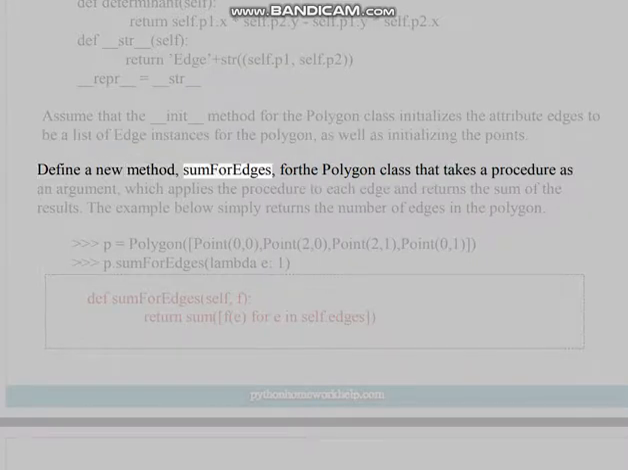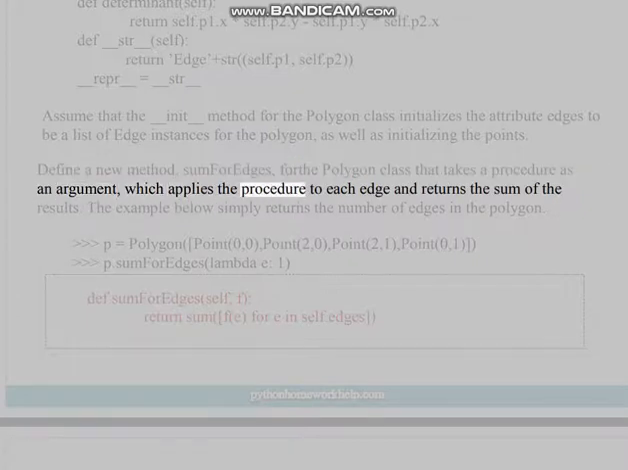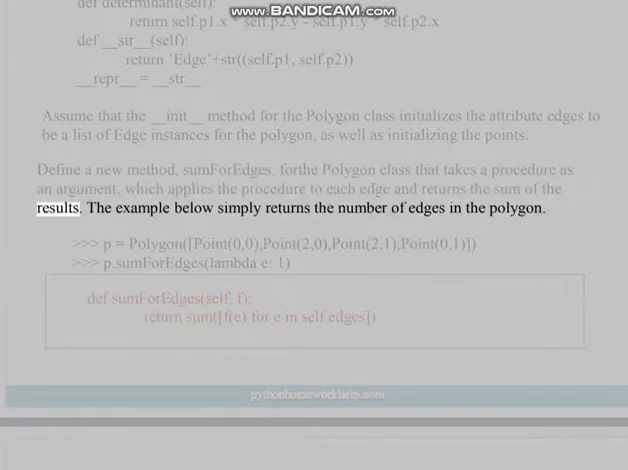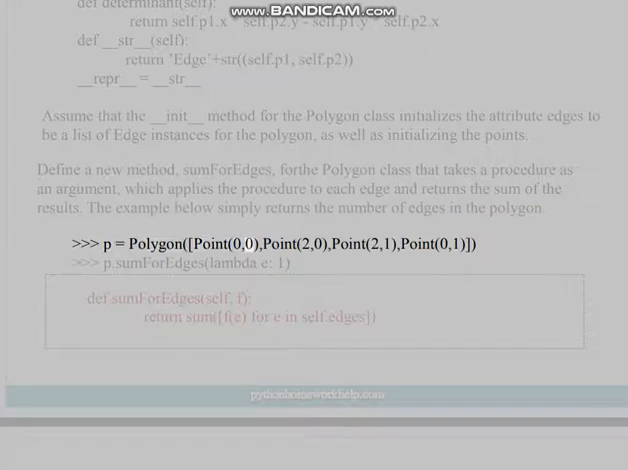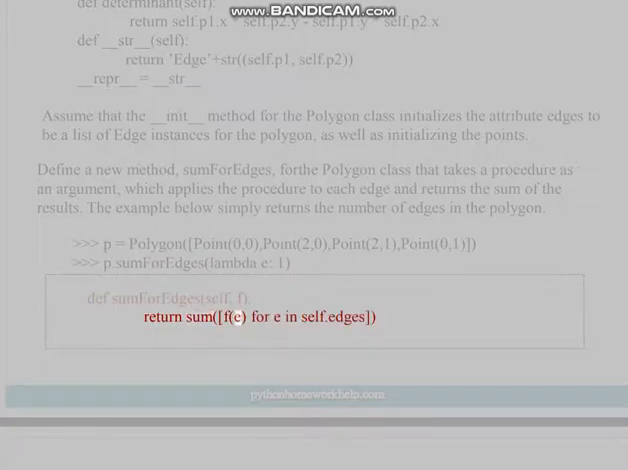Define a new method, SumForEdges, for the polygon class that takes a procedure as an argument, which applies the procedure to each edge and returns the sum of the results. The example below simply returns the number of edges in the polygon. P = polygon([0.0, 0.2, 0.21, 0.01]); P.SumForEdges(lambda E: 1). def SumForEdges(self, F): return sum(F(E) for E in self.edges).